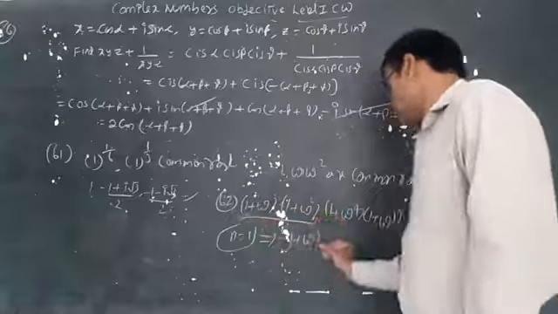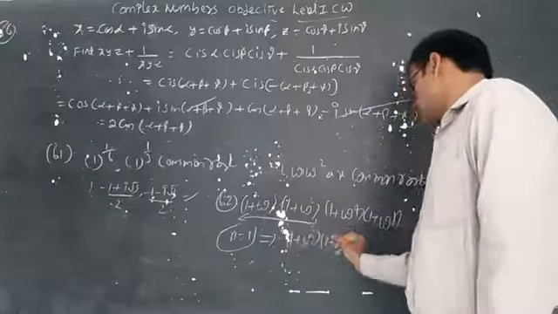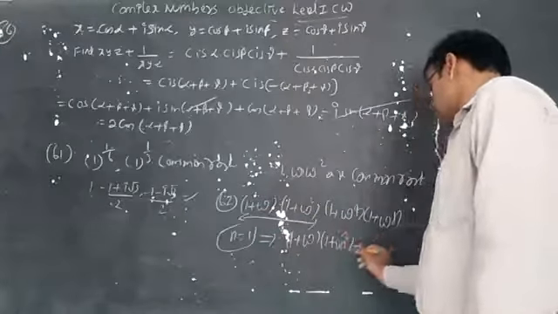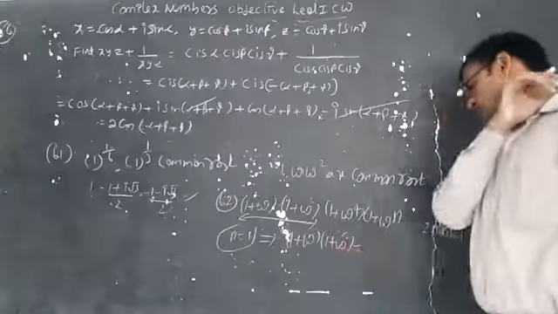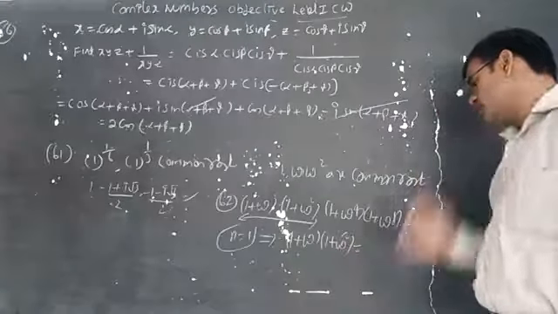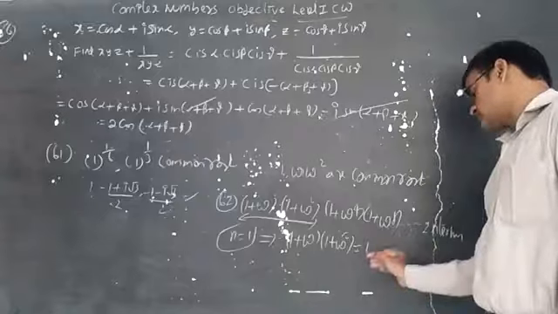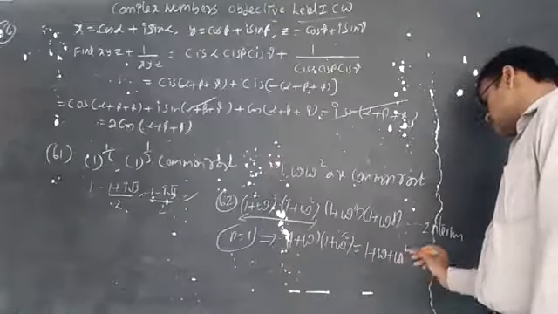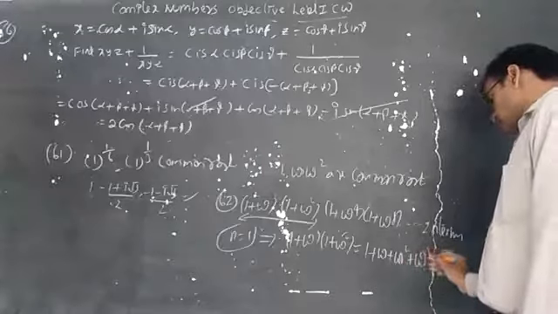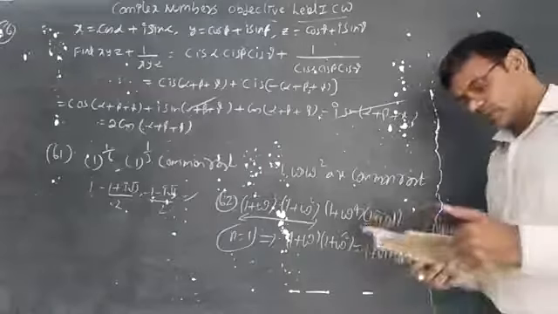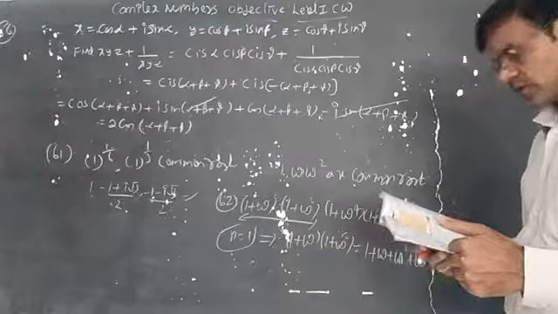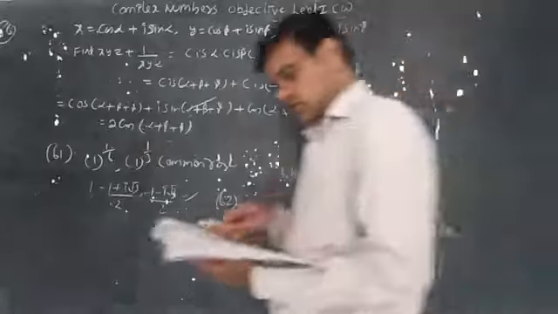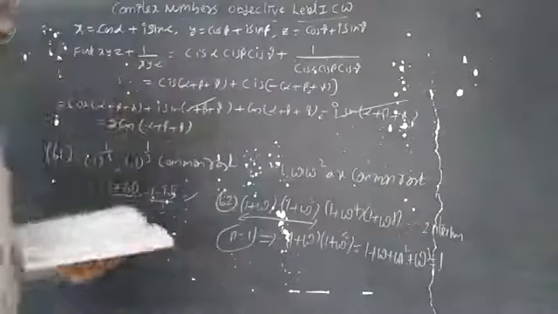1 plus omega into 1 plus omega square. Multiply here: 1 plus omega square plus omega cube, of course it is 1. 1 plus omega square plus omega cube, so it is nothing but the value is 1. Yes, only the second option. Now 63rd question.